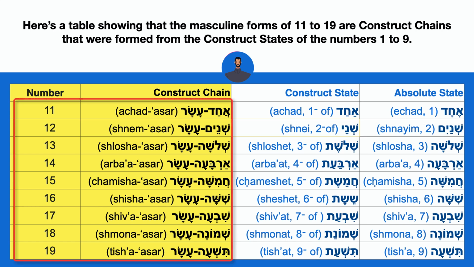So let's review the masculine forms of 11 to 19. 11, achad asar. 12, shnem asar. 13, shlosha asar. 14, arba'a asar. 15, chamisha asar. 16, shisha asar. 17, shiv'a asar. 18, shmona asar. 19, tish'a asar.